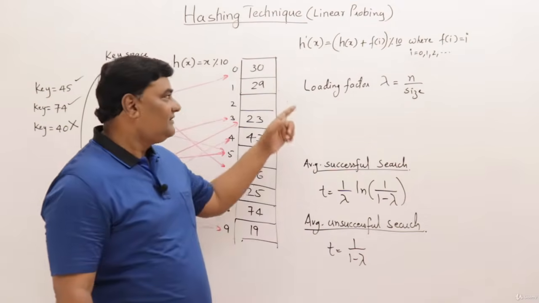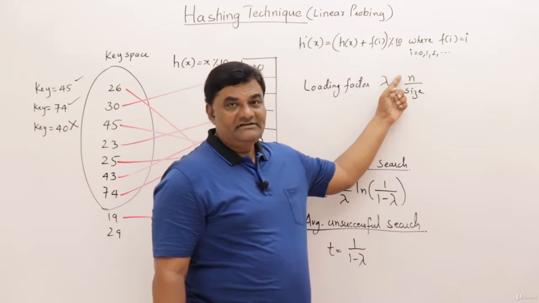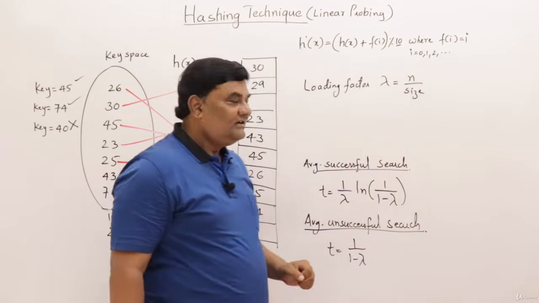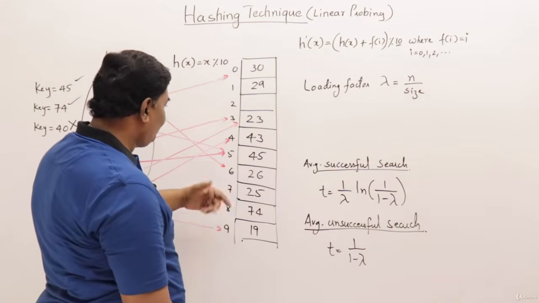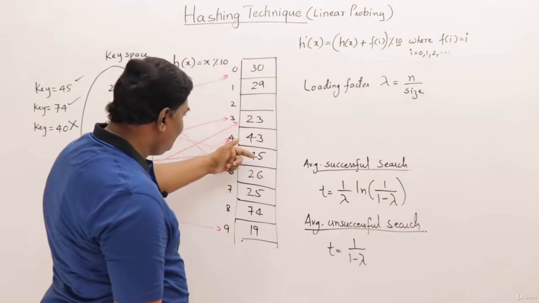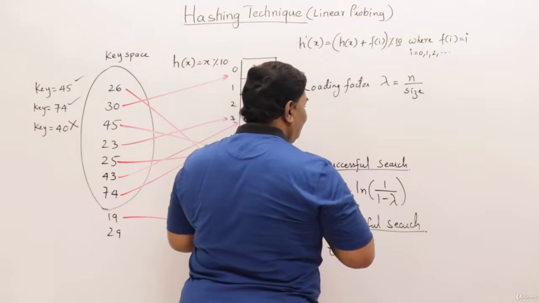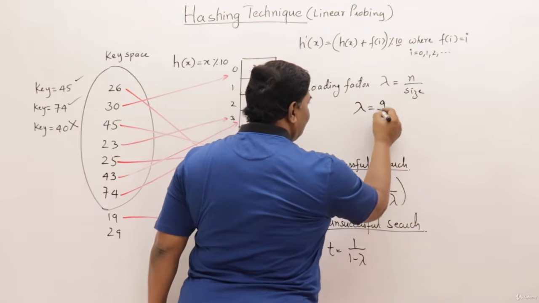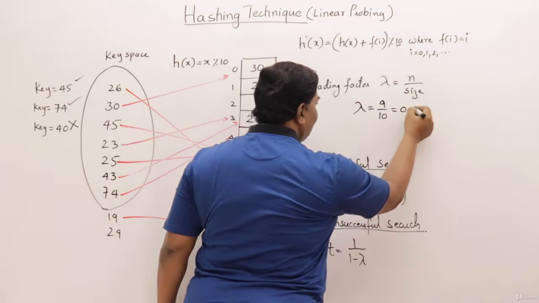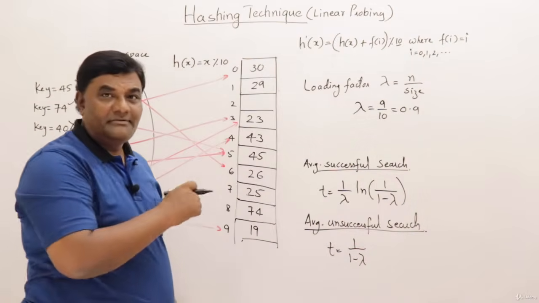So what is loading factor? Loading factor is number of elements or number of keys divided by the size of a table. So in my example, the size of the table is 10 and the number of elements I have is 1, 2, 3, 4, 5, 6, 7, 8, 9. So if I calculate loading factor in my example, loading factor is 9 by 10. This is 0.9. So loading factor is 0.9 in our example.